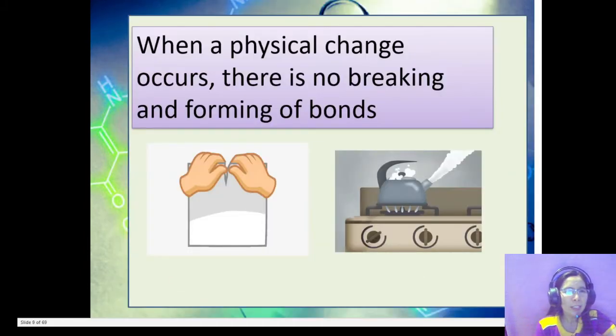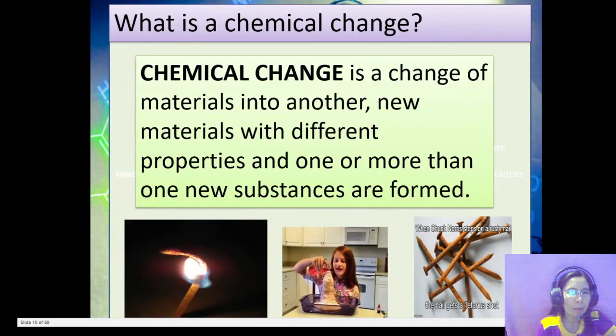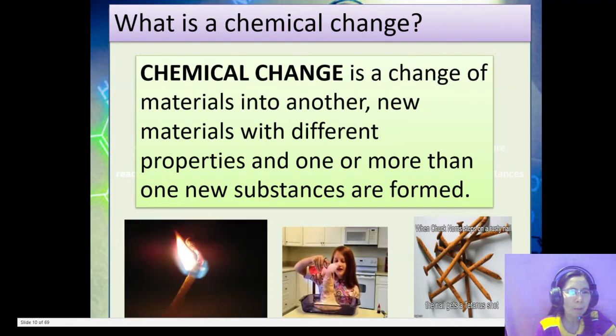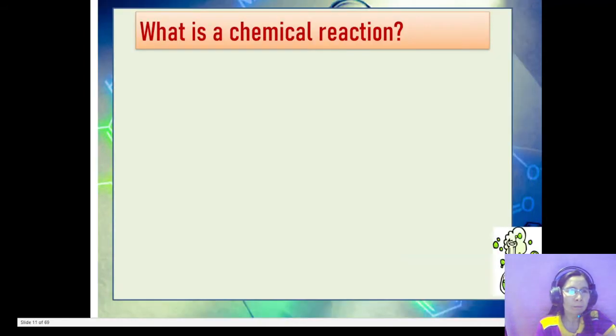When a physical change occurs, there is no breaking and forming of bonds, such as the tearing of paper and boiling of water. While chemical change, everybody must read it, is a change of materials into another. New materials with different properties and one or more than one new substances are formed.